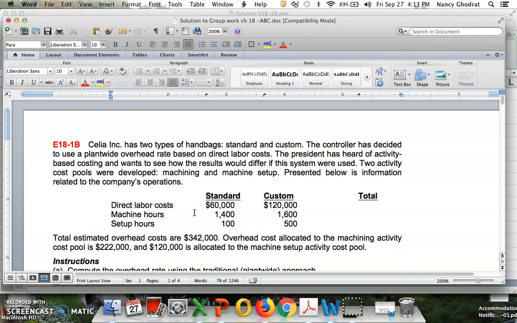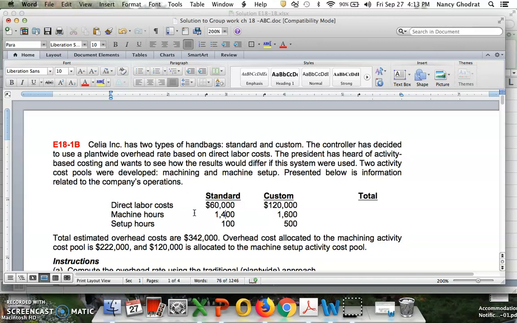So the activity-based is direct labor cost when they use the plant-wide overhead rate. The president has heard of activity-based costing and wants to see how the result would differ if this system were used. Two activity cost pools were produced, machining and machine setup, and they have given us the direct labor cost for each product and machine hours and setup hours for each product.